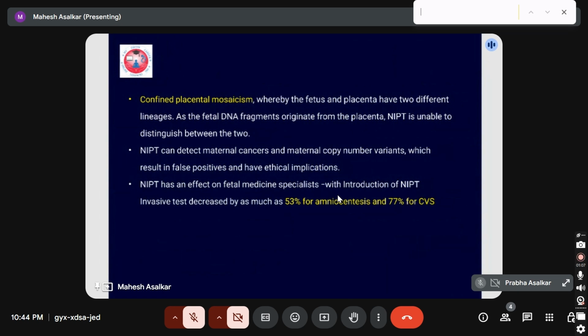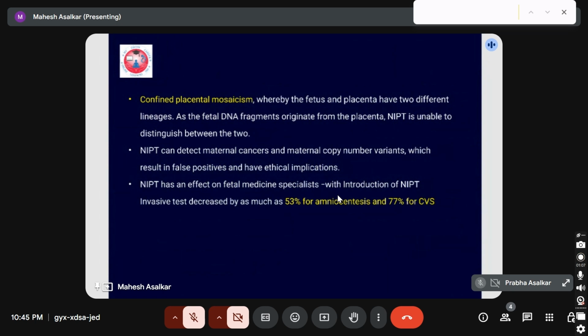Okay, so NIPT can detect maternal cancers and maternal copy number variants, which result in false positives and have ethical implications. Sometimes there can be genetic material from cancer cells, not from the fetus, but it is picked up as an abnormality. So that can cause an ethical dilemma also.